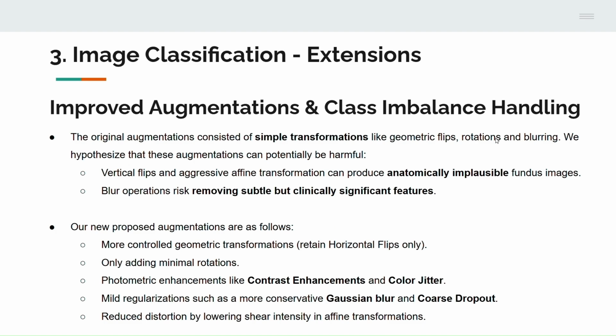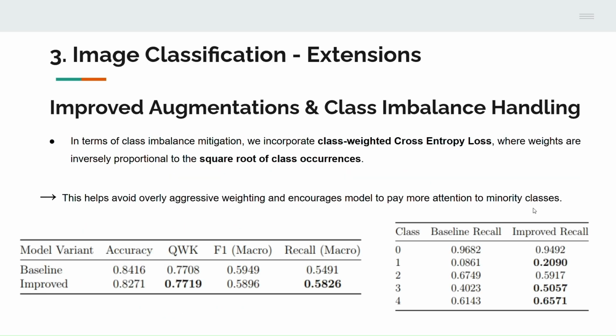For our improved augmentations and class imbalance handling, first we found that our original augmentations were very simple and that they can potentially be harmful. For example, the reasonings that we show here. So we go for a more controlled augmentation pipeline. First, we use more controlled geometric and affine transformations, and then we add photometric enhancement like contrast enhancement and color jitter, and then we limit the distortions caused by rotations and Gaussian blurring. In terms of class imbalance mitigation, we incorporate class-weighted cross-entropy loss, where the weights are inversely proportional to the square roots of class occurrence.